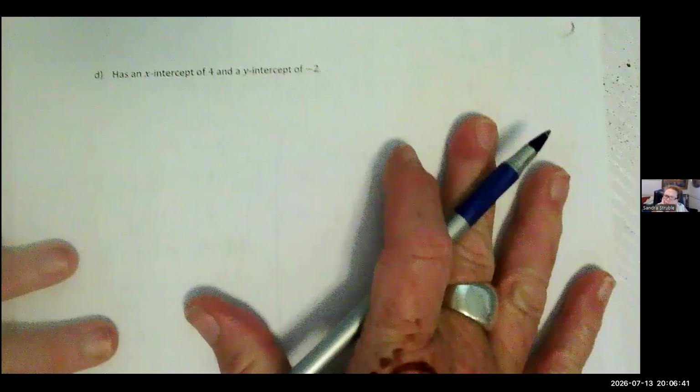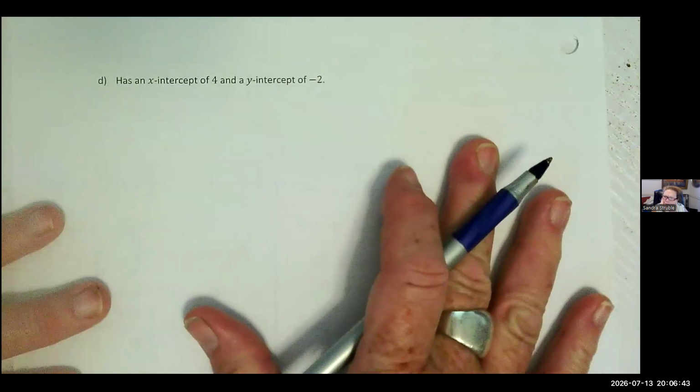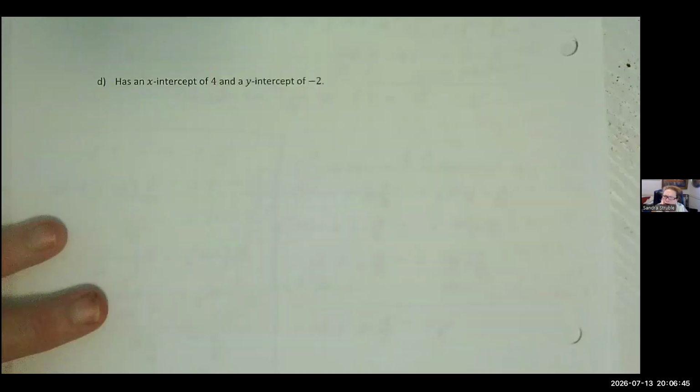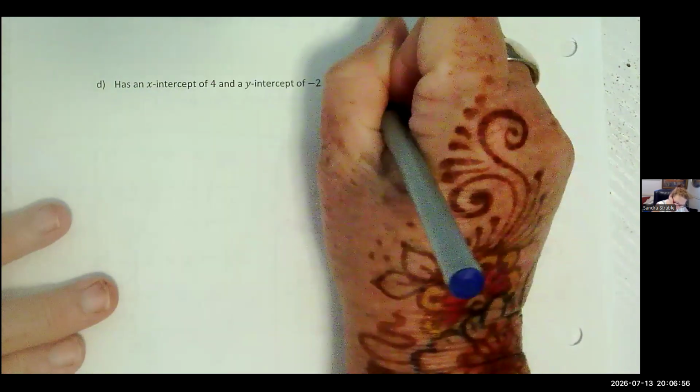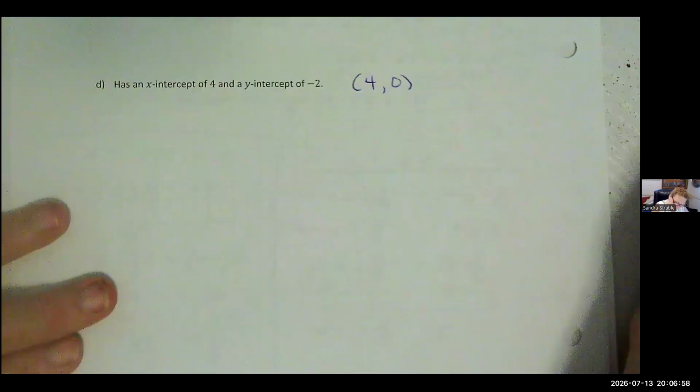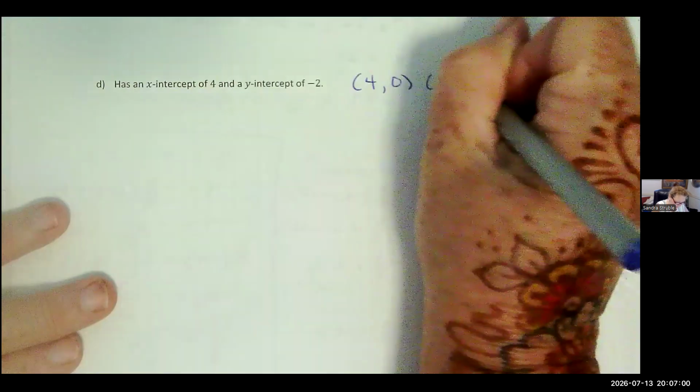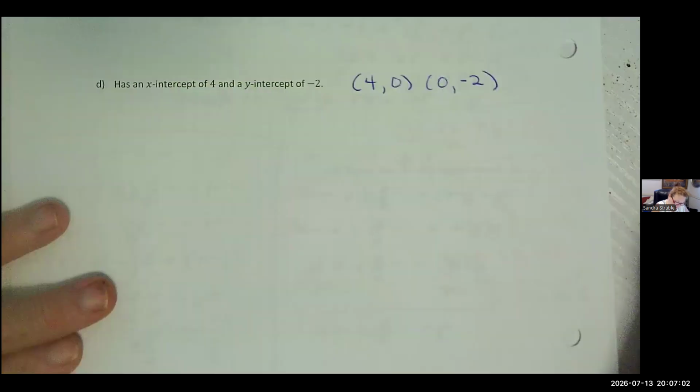Go to the next one. It has an x-intercept of 4 and a y-intercept of -2. Okay, well, they're giving us some ordered pairs. We just don't have them in ordered pair form. X-intercept means that it's (4, 0), and y-intercept means it's (0, -2). Now we've got the ordered pairs. We need to find the slope.